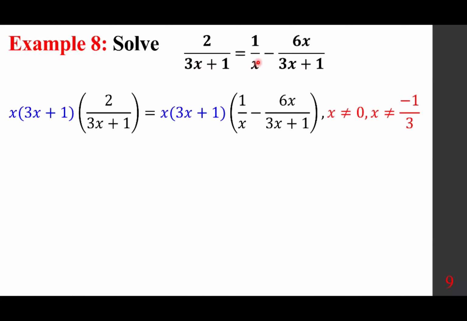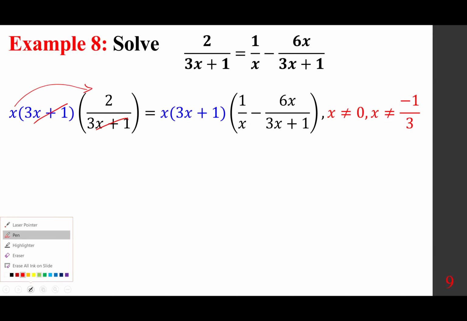Again, the LCD is the product of these two, so we're going to multiply both sides by that. X can't be 0 here, x can't be minus 1/3 here and here. So the left side, we just lose the 3x plus 1, and it becomes 2x, and you're done with the left side. What happens if I want to multiply it by this? Just the first one. I hope you recognize the x goes away, and we get 3x plus 1 times 1, or simply 3x plus 1.